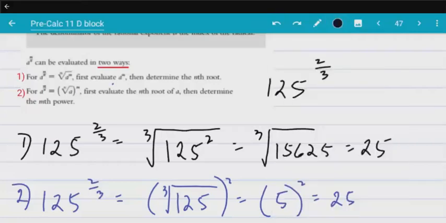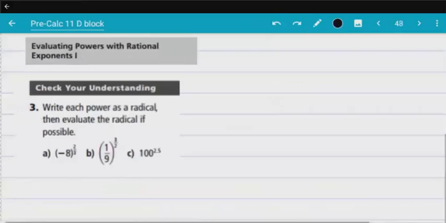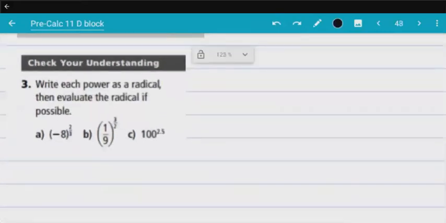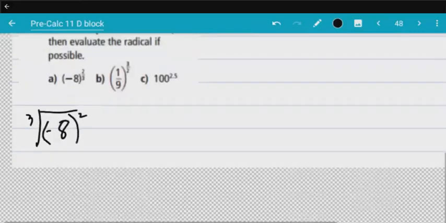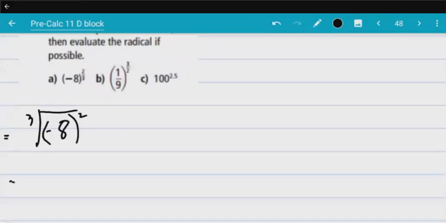Let's take a look at the check understanding. Meaning this one, there are two ways. So let's do one way. It becomes the cube root of -8, and then it's going to be squared. This is one way. I'll show you both ways. If I'm going to square it first, that would be 64. And then the cube root is 4. Okay?